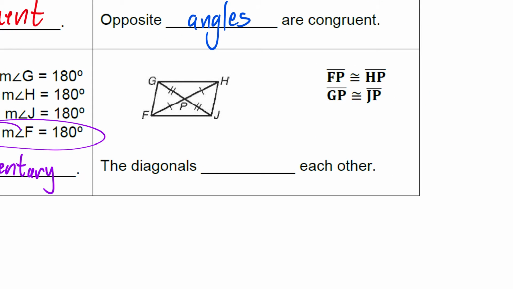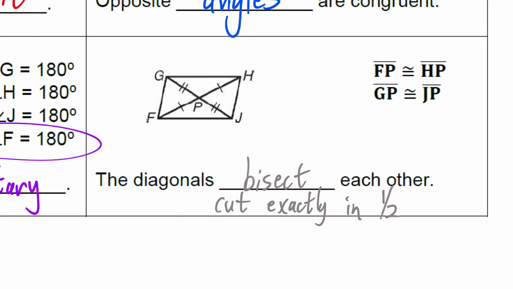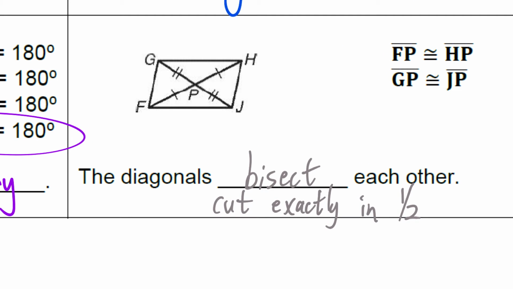And then the fourth property is that the diagonals bisect each other. And bisect means to cut exactly in half. So for instance, this piece right here, let's say this is 6 centimeters. This piece right here is going to be 6 centimeters. And then if this one is 5 centimeters, then this one's going to be 5 centimeters. Okay, so the diagonals cut each other exactly in half.